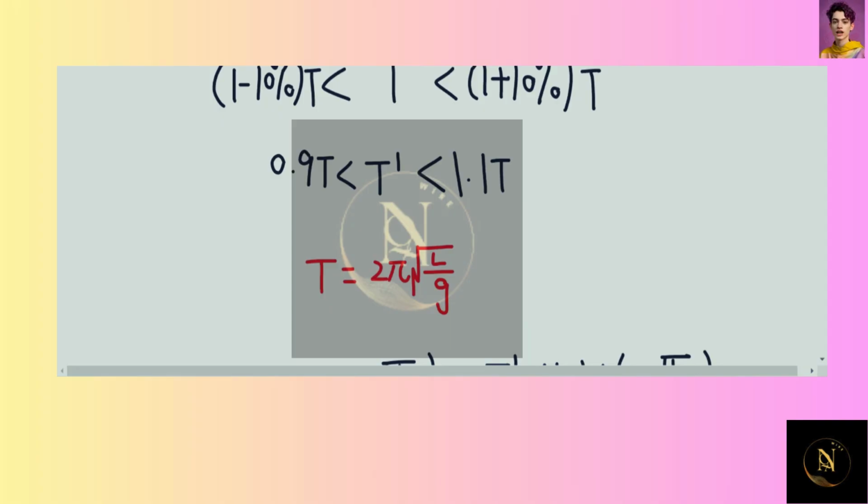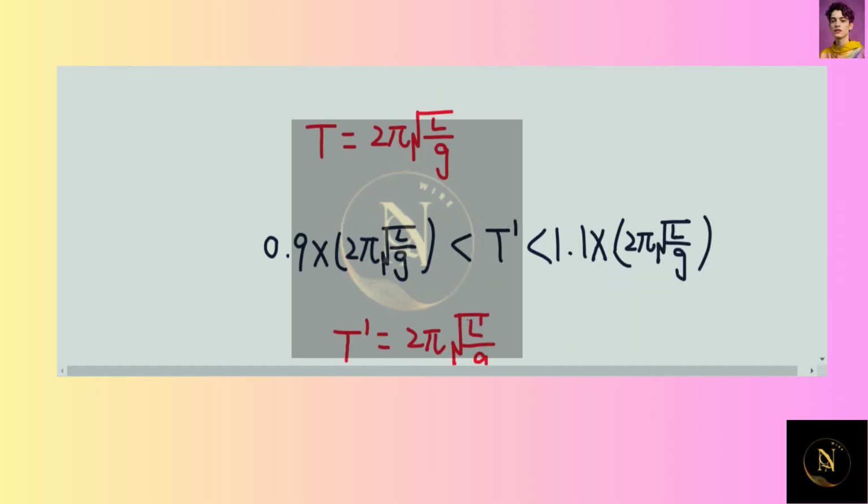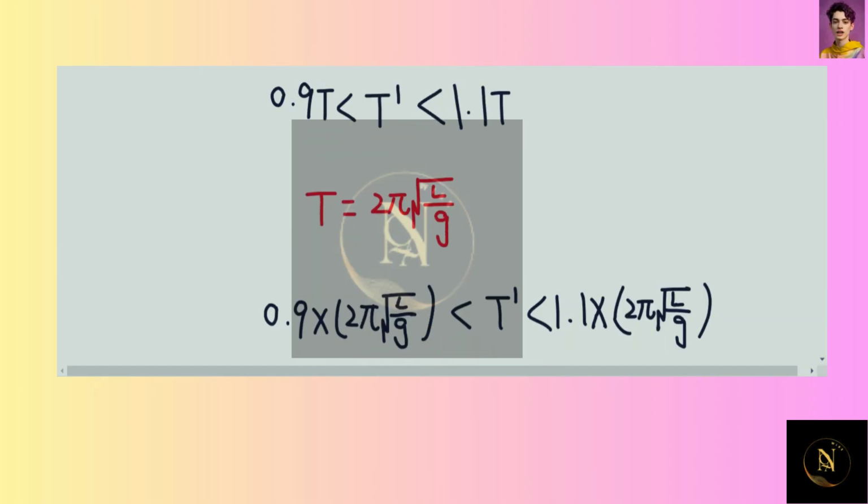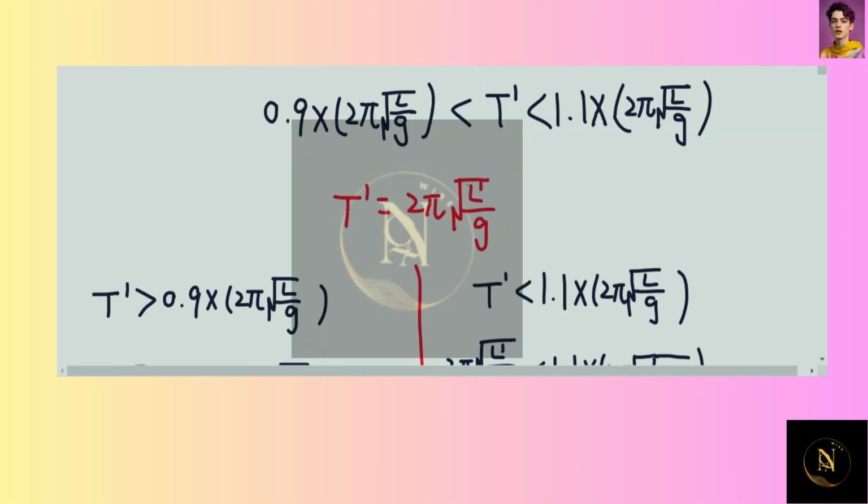So we know the time period T is equal to 2 pi times the square root of L over g. If you take a look at the inequality here, we can plug this back in. So we have 0.9 times 2 pi times the square root of L over g is less than T prime, and then less than 1.1 times 2 pi times the square root of L over g. We also know that T prime, the new time period, is equal to 2 pi times the square root of L prime over g. L prime here is the new length we're looking for, okay?